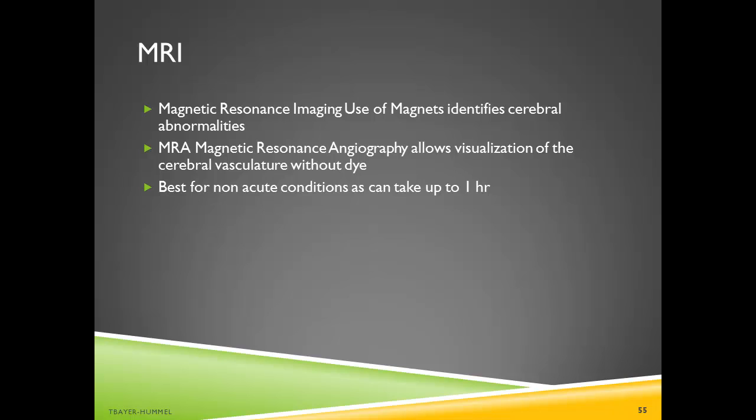MRIs, magnetic resonance imaging. Use of magnets identifies cerebral abnormalities. MRAs, magnetic resonance angiography, allows for visualization of the cerebral vasculature without dye. Best for non-acute conditions, as it can take up to an hour to get a complete evaluation.